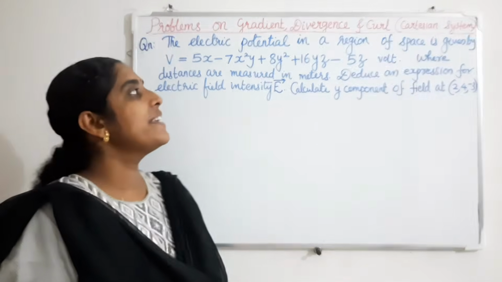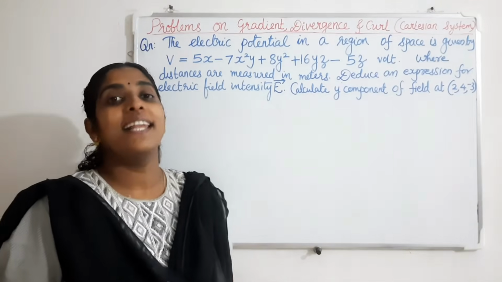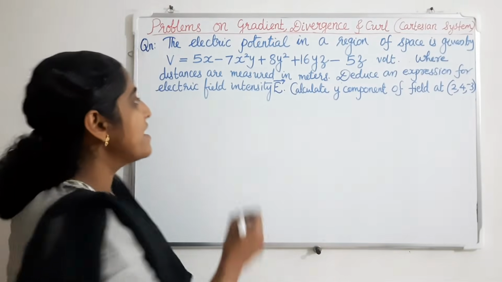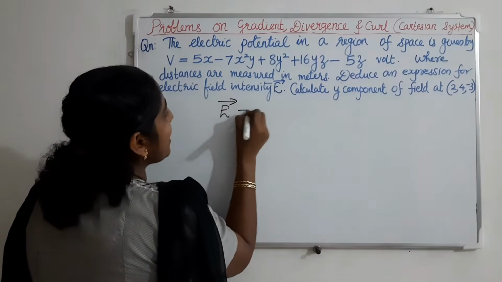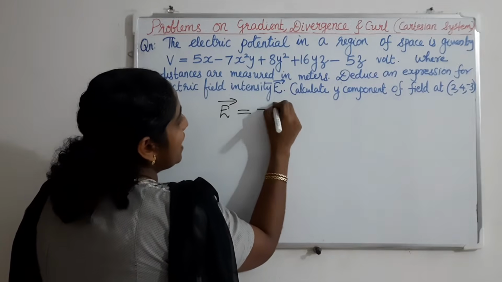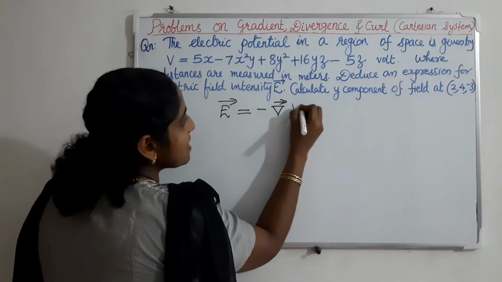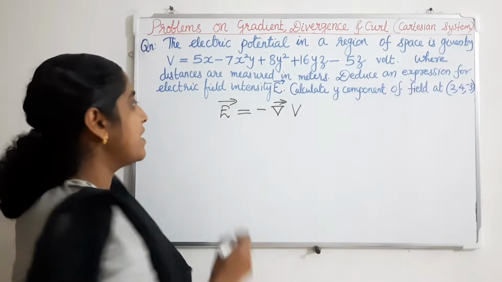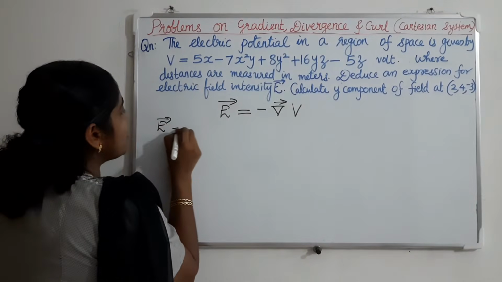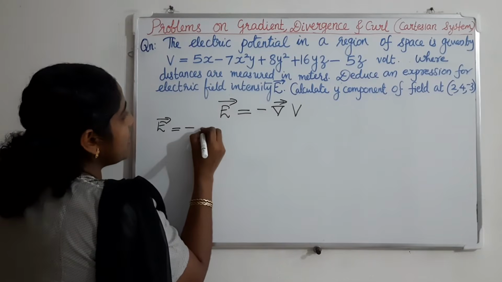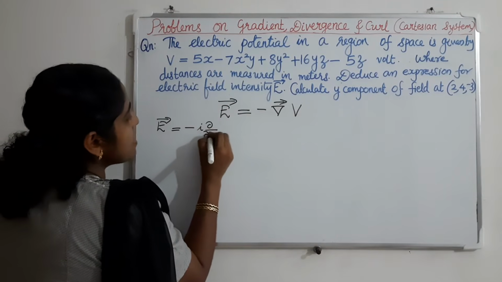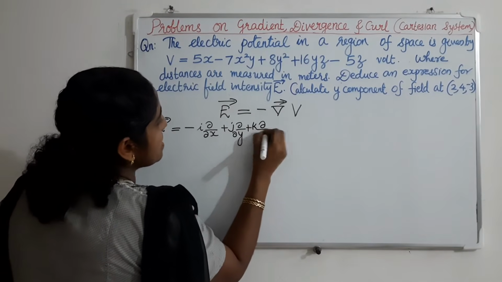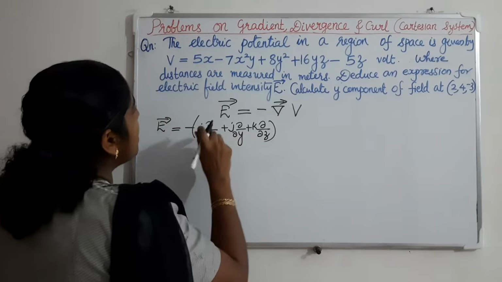From that potential function, we have to find the expression for electric field intensity. How is this electric field related to the potential? Electric field is the negative gradient of the potential function. That is, E is equal to minus del V. When this del operates on the scalar potential function, we will get the electric field. That is, E vector is equal to minus del vector, that is (i dou by dou x plus j dou by dou y plus k dou by dou z) into V.